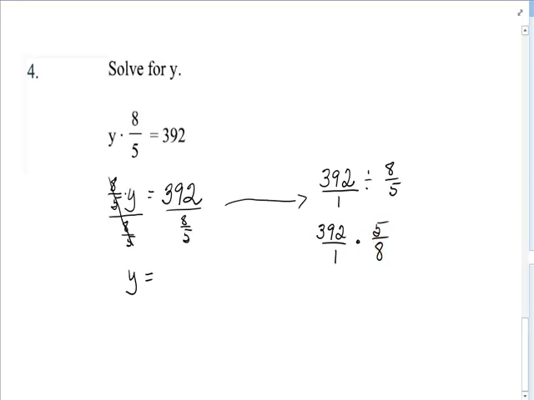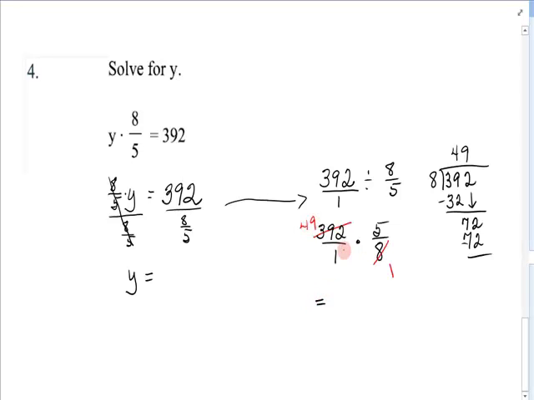I don't know, but I'm going to see if 8 goes into 392. So I have 392, and I'm going to try to divide it by 8. 8 doesn't go into 3, but it goes into 39. Let's see, 4 times. 4 times 8 is 32. Subtract and bring down the next number. 8 goes into 72 9 times. 9 times 8 is 72. So yay, it went in there evenly. 8 went into itself once. 8 went into 392 49 times.